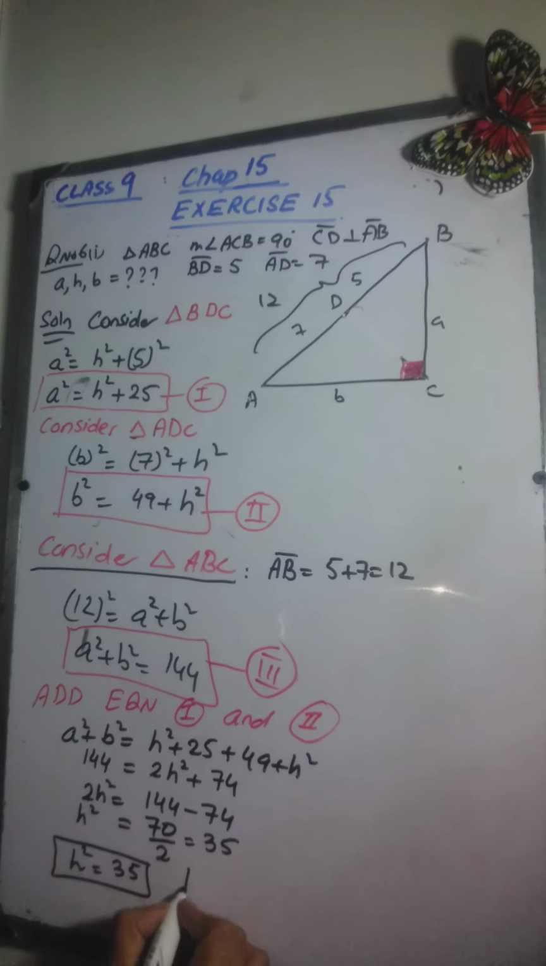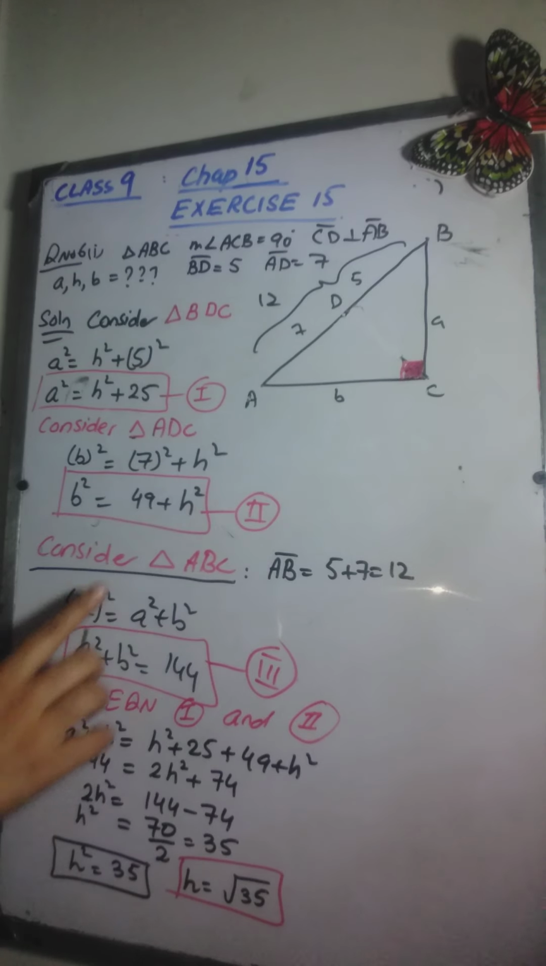In order to find h, we will have to take the square root of 35. So it is equal to under root 35. This will be the value of h. Now in order to find the value of a and b, we are going to make use of this h square.